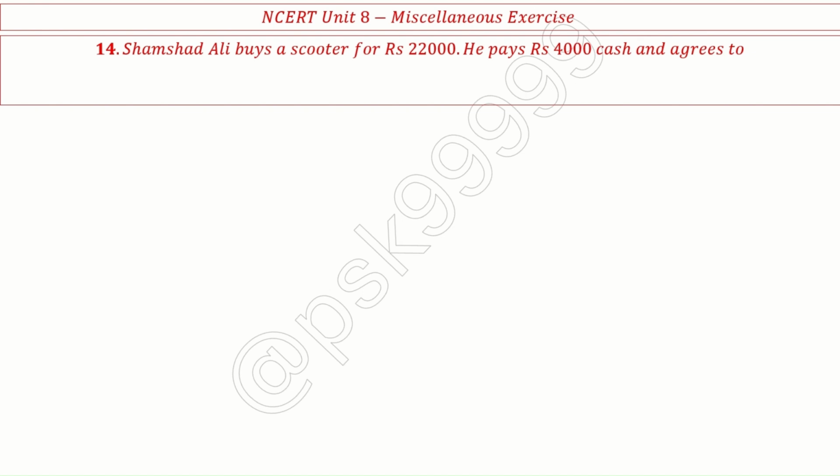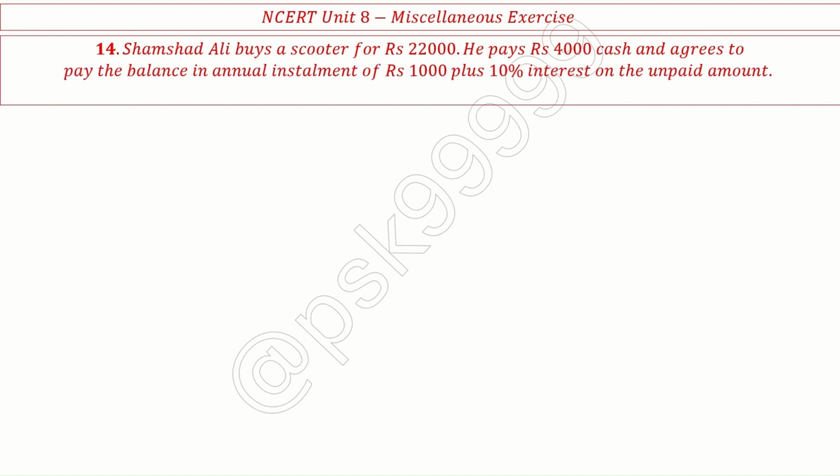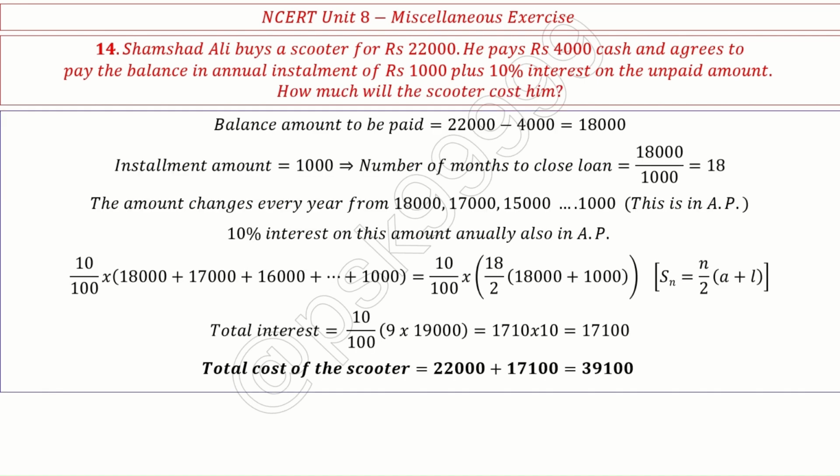Shamshad Ali buys a scooter for 22,000. He pays 4,000 cash and agrees to pay the balance in annual installments of 1,000 plus 10% interest on the unpaid amount. It's exactly the same problem as before. So do it yourself. Check the answer. Next.